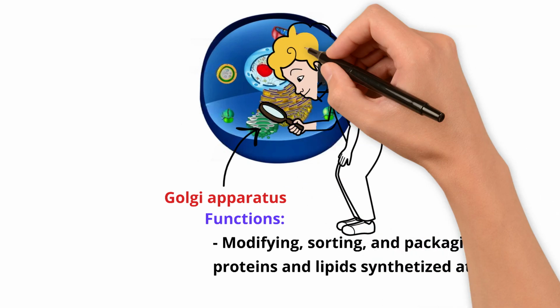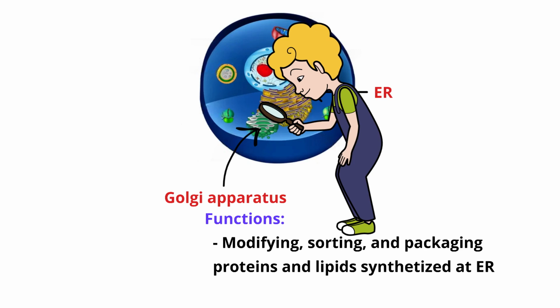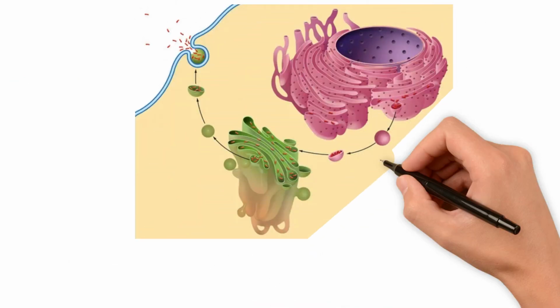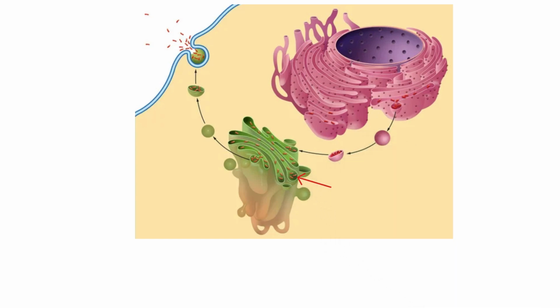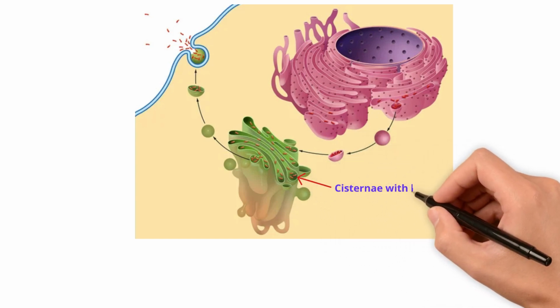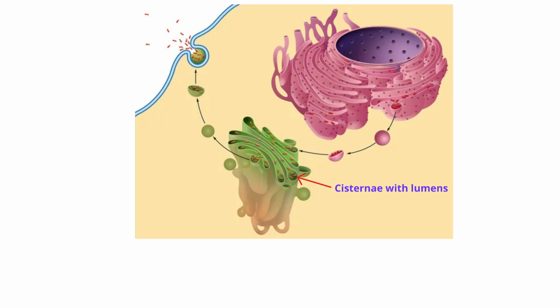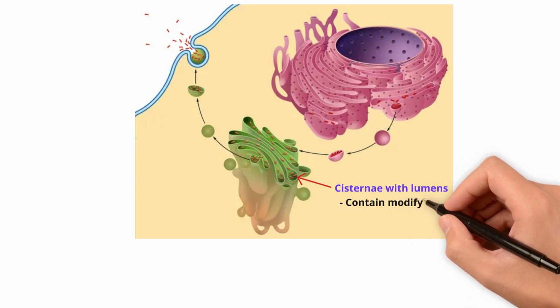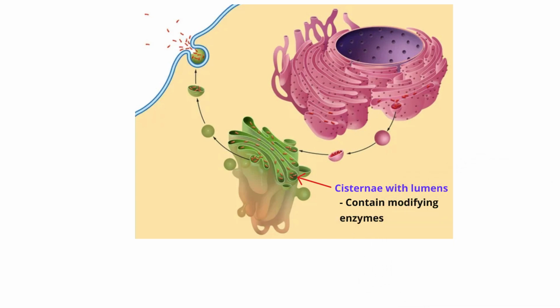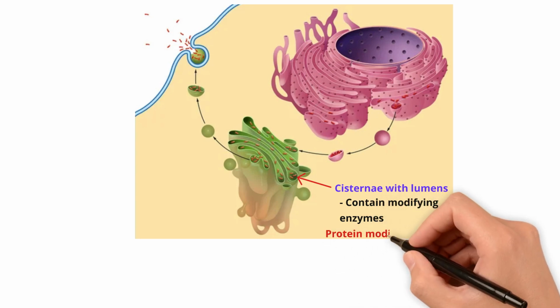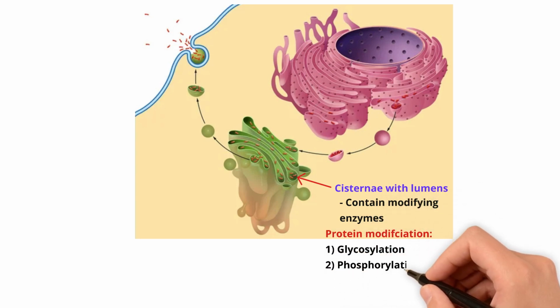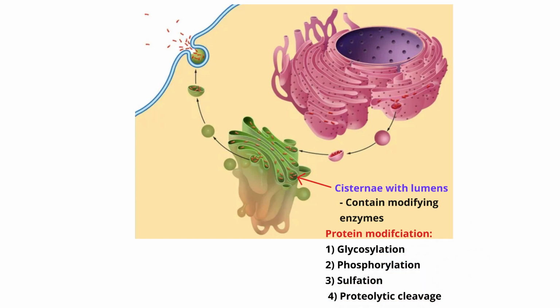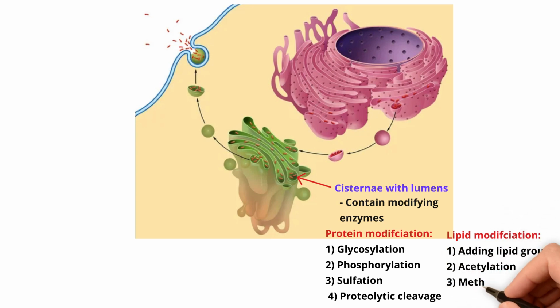Let's examine the structure and polarity of Golgi apparatus. The structure of Golgi apparatus is made of a series of flattened, membrane-bound sacs known as cisternae, which are stacked upon one another. Inside each cisterna is the lumen. This lumen houses various enzymes and molecules that facilitate the essential biochemical reactions required for modifications of lipids and proteins. For proteins, these modifications include glycosylation, phosphorylation, sulfation, and proteolytic cleavage. For lipids, they include the addition of lipid groups, acetylation, and methylation.